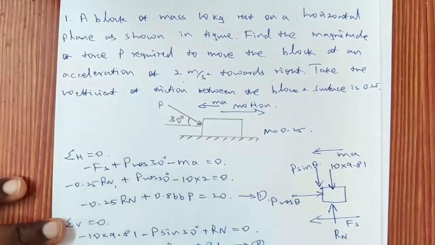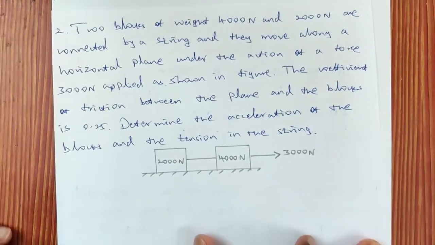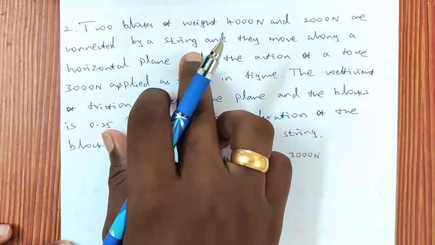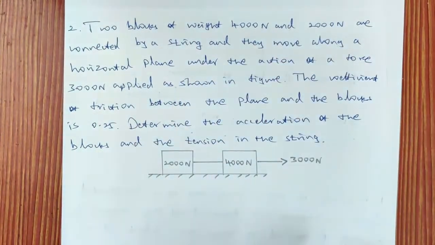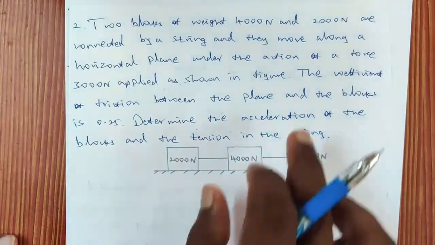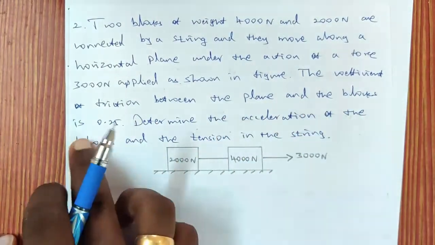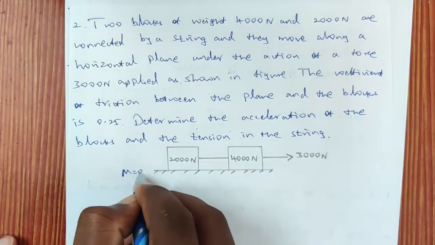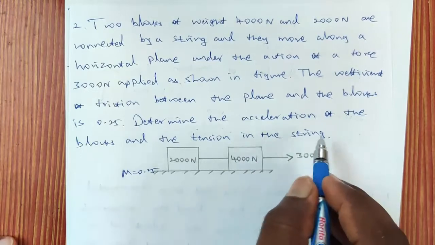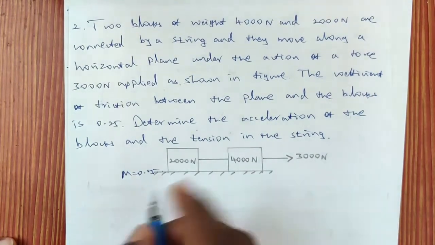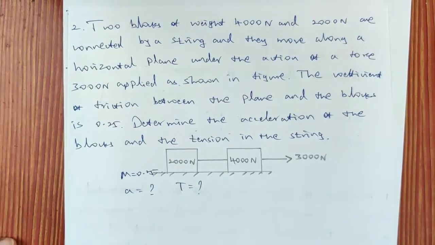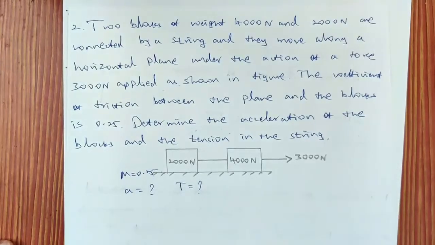Then the second problem is two blocks of weight 1000 Newton and 2000 Newton are connected by a string and they move along a horizontal plane under the action of a force 3000 Newton applied as shown in figure. The coefficient of friction between the plane and the blocks is 0.25. Mu is equal to 0.25. Determine the acceleration of the blocks and the tension in the strings. So we have to calculate A and the T. We know that the tension is same throughout the length of the string.